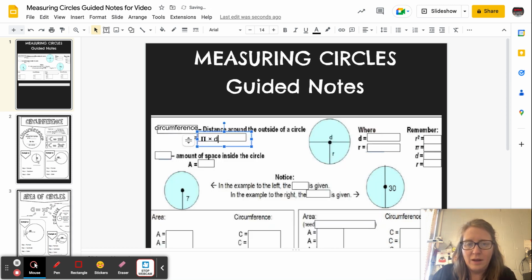And then we'll figure out what diameter is. Diameter is D, and the diameter is the distance all the way across the circle through the center. Okay. And while we're over here, let's go ahead and put in R, and R is radius. Radius is the distance halfway across the circle.